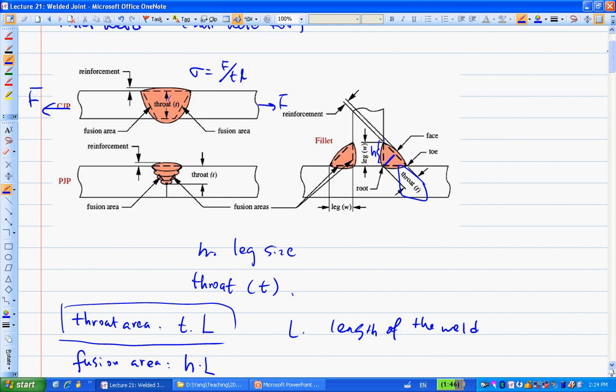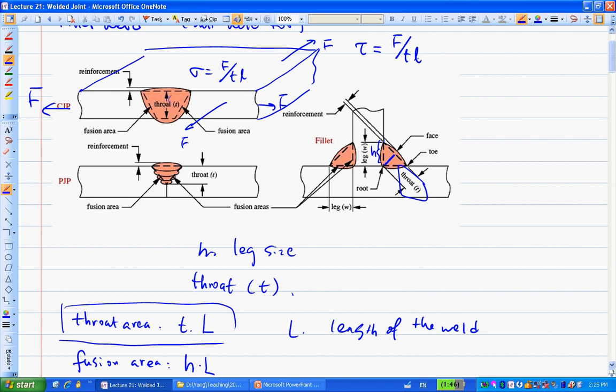Now, if the force is applied in a different direction, maybe this is a plate like this. Maybe the force is actually applied in this way. If the force is applied this way, then the stress at the throat area is not going to be normal anymore. It's going to be a shear stress. It's going to be F over t L2, right? But it's a shear stress now.